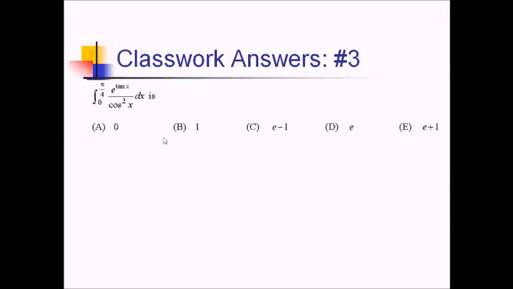On this problem, I'm trying to figure out the integral from 0 to pi over 4 of this crazy mess. I mean, look at this. We have e to tan, and then downstairs we've got cosine squared of x. Now, the key on this one, and it's not obvious taking a first look at it, but if you have cosine squared in the denominator, that's actually the same as having secant squared in the numerator.